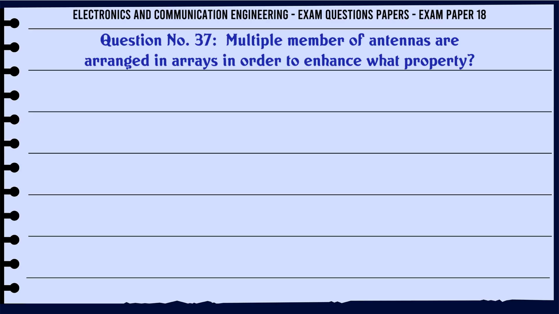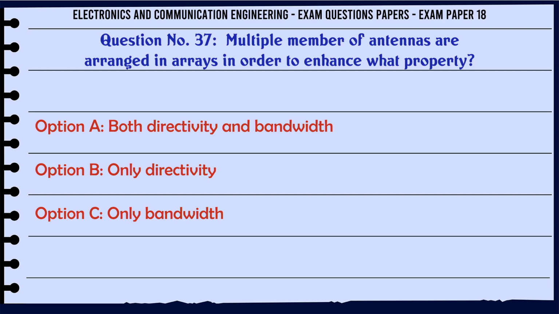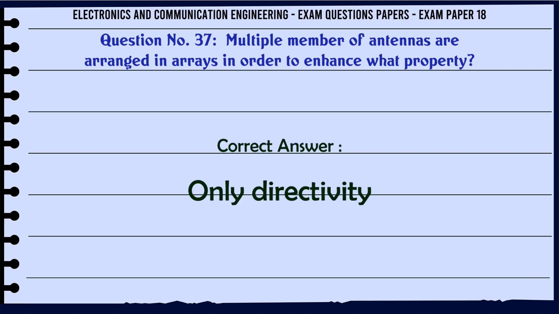Multiple members of antennas are arranged in arrays in order to enhance what property? A. Both directivity and bandwidth. B. Only directivity. C. Only bandwidth. D. Neither directivity nor bandwidth. The correct answer is only directivity.